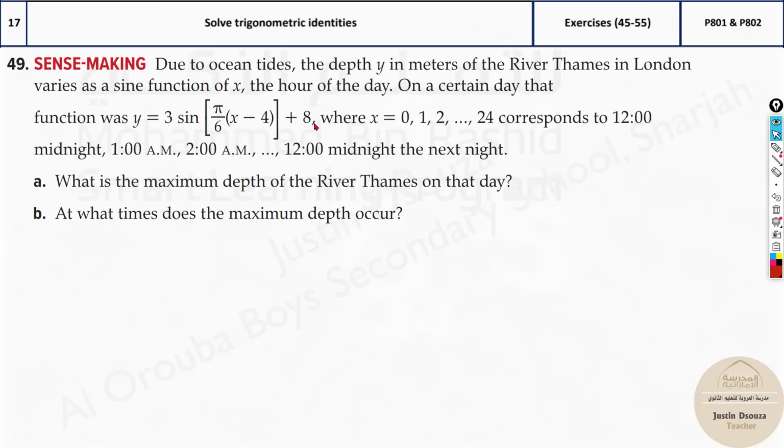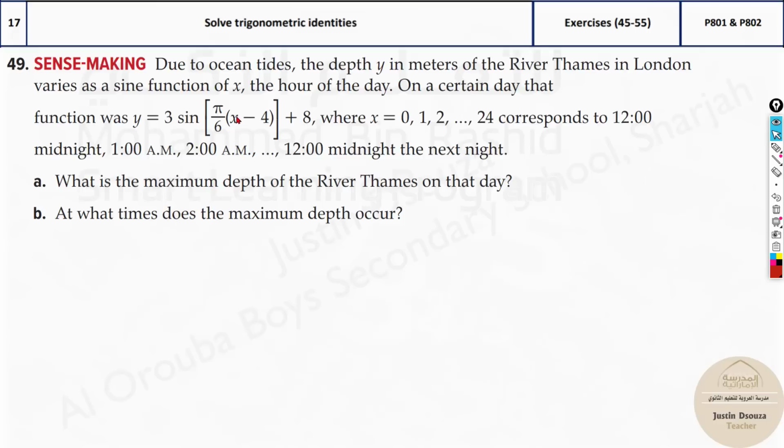Now here we have a real life situation problem. Due to ocean tides, the depth y in meters of the River Thames in London varies as a sine function of x, the hour of the day. On a certain day, that function was y equals 3 sine pi by 6 of x minus 4, plus 8, where x is 0, 1, 2, 3, 4. It keeps on going till 24, corresponding to 12 midnight, 1 a.m.